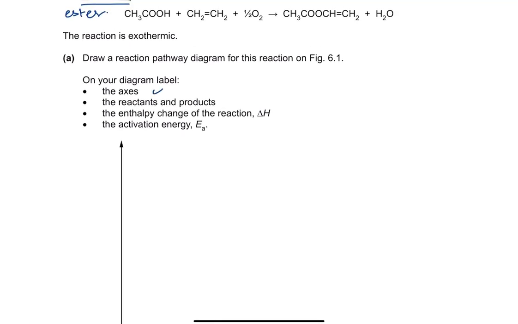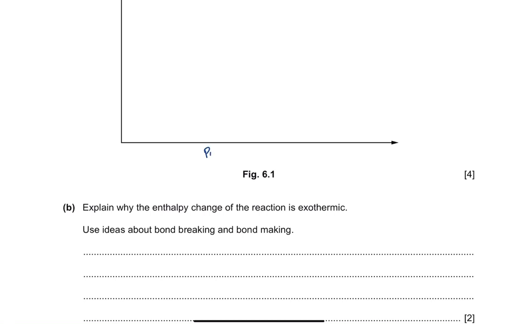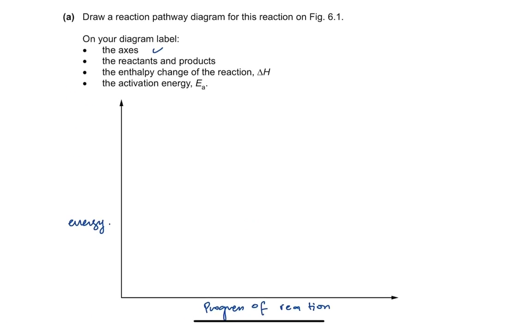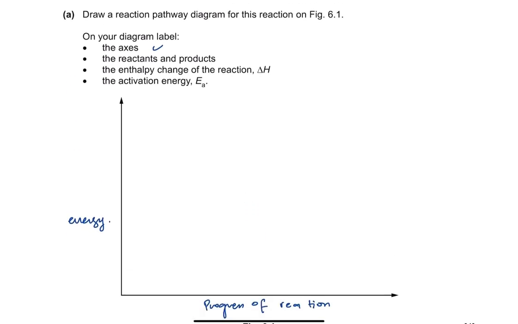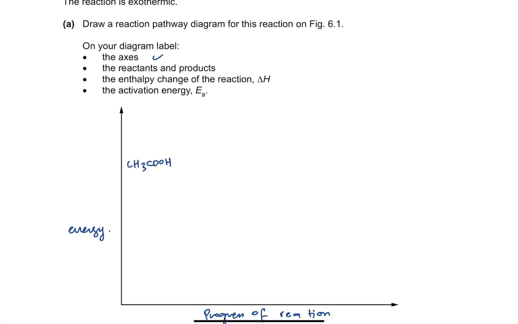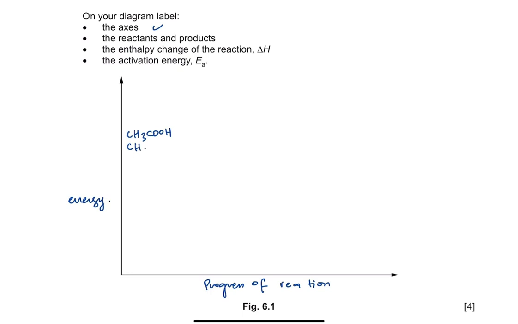So the axis has to be labeled first. So here I will write progress of reaction, and on the y-axis I will write energy. The reactants should be on a higher level, so reactants are CH3COOH. The other reactant is ethene, so CH2 double bond CH2 plus half oxygen.